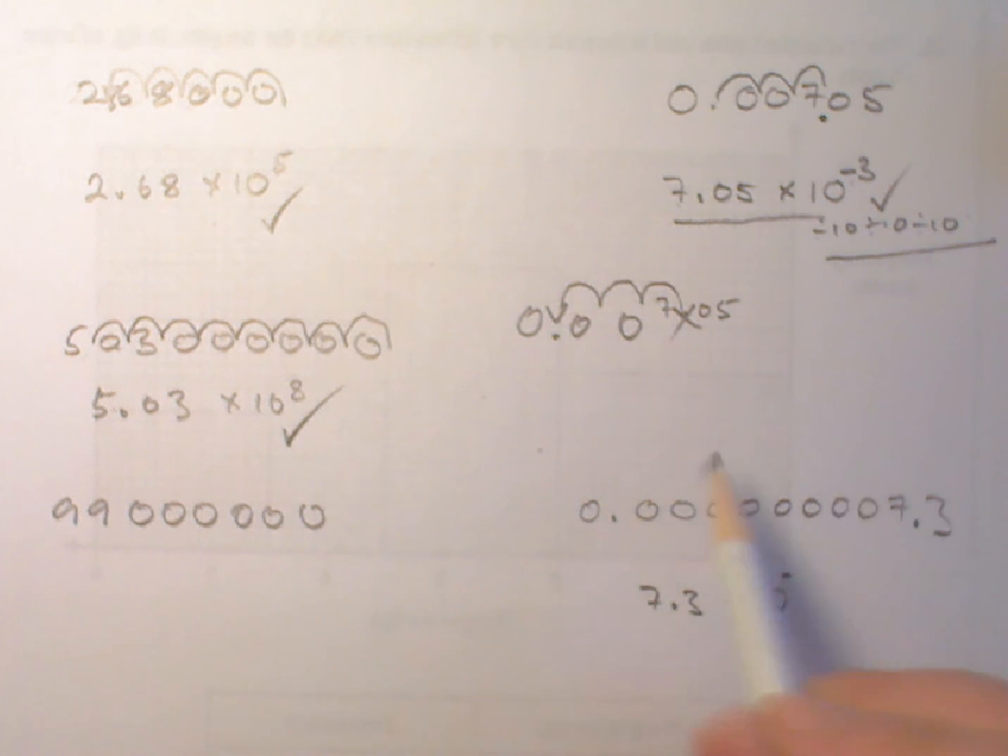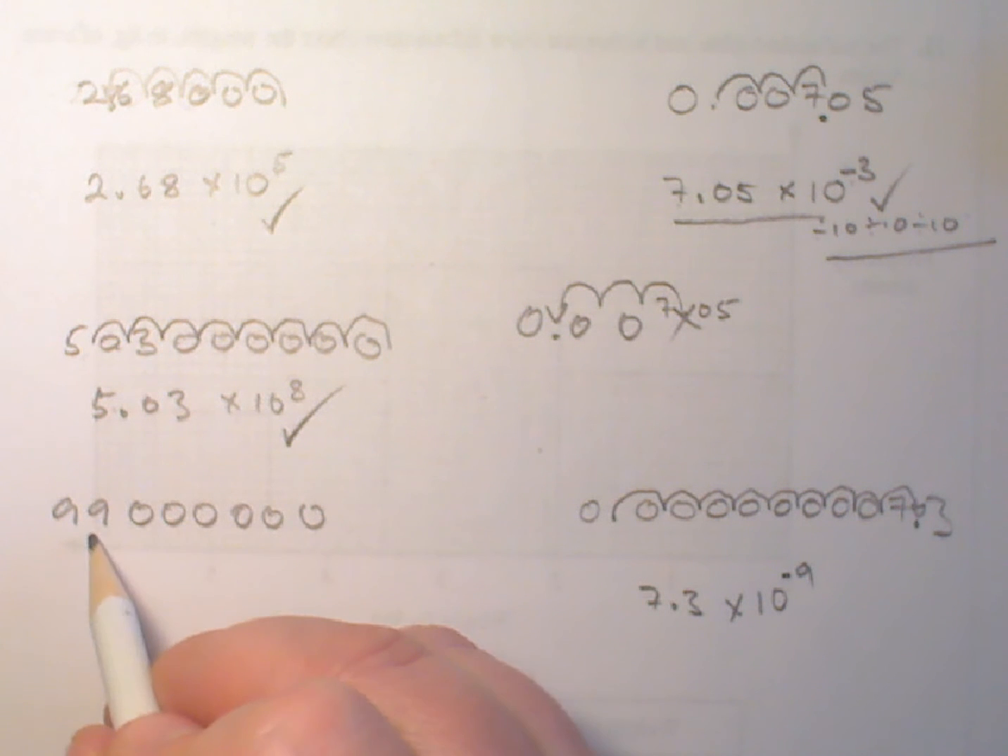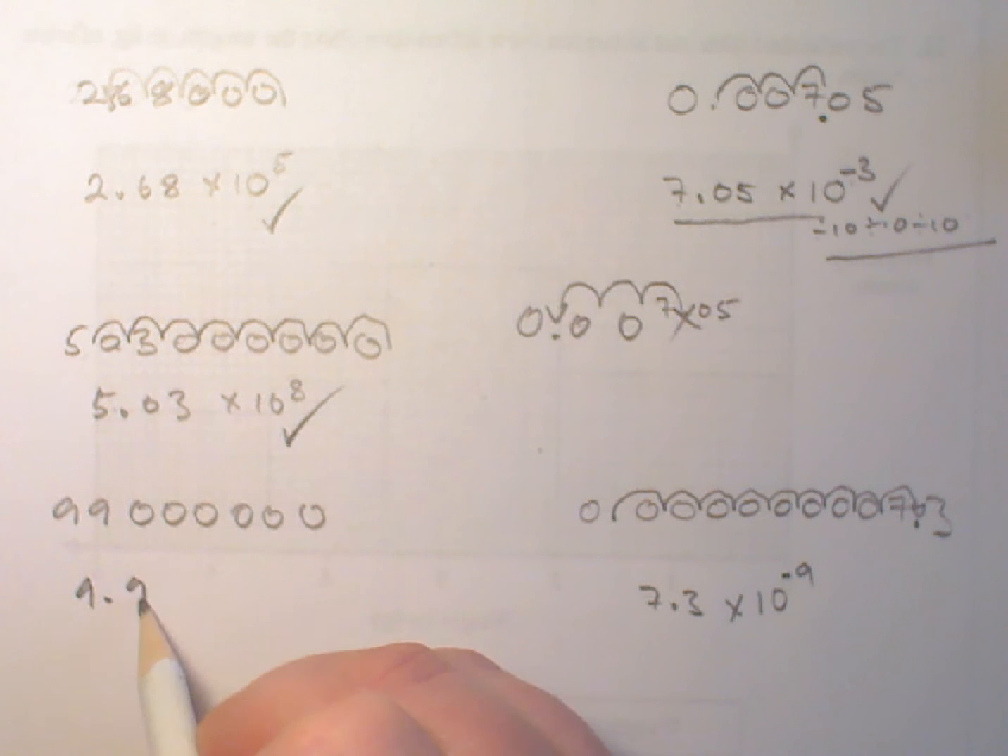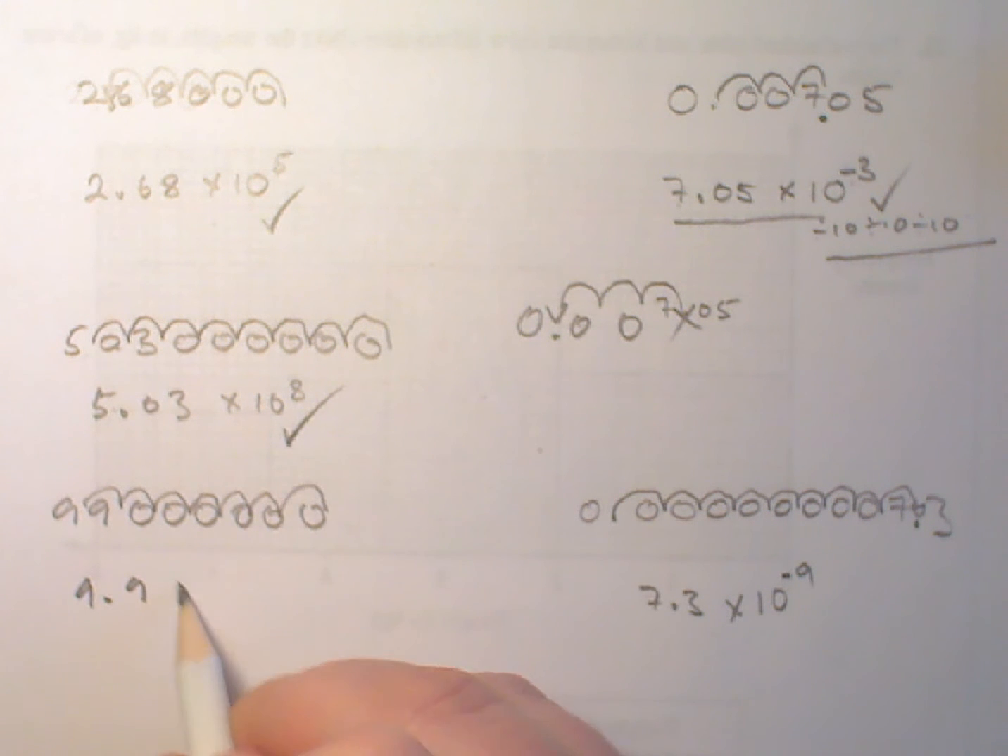Okay, how many jumps did we do? 2 3 4 5 6 7 8 9. Okay, so I've actually made this number a very, very small number, whereas 7 is in the units column. And so the only way to make that smaller again is to divide by 10 9 times. Let's look at this one. Here we're going to get 9.9, 1, 2, 3, 4, 5, 6, 7 times 10 to the 7. Okay, and again, that's one you could check on your calculator.